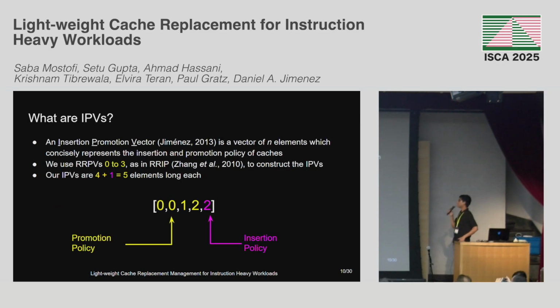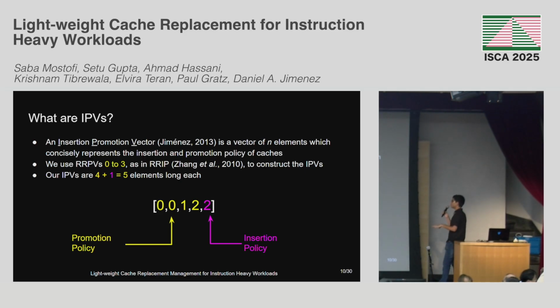So now let's talk about what IPVs are. Our policy is called PAC-IPV, and the IPV of PAC-IPV stands for Insertion Promotion Vector. These were proposed by Jimenez in 2013. And this is a vector which concisely represents the promotion and the insertion policy for a particular cache. So we have an example of an IPV over here. I will go through this. Just to give you a little overview of what you're looking at.